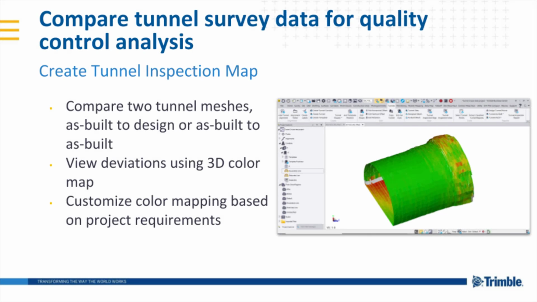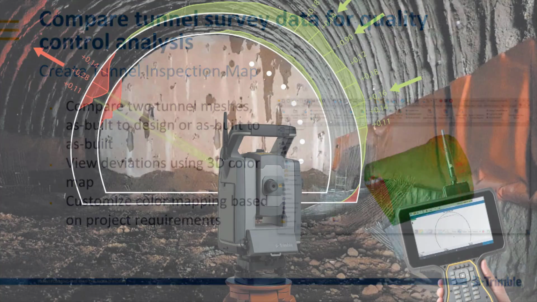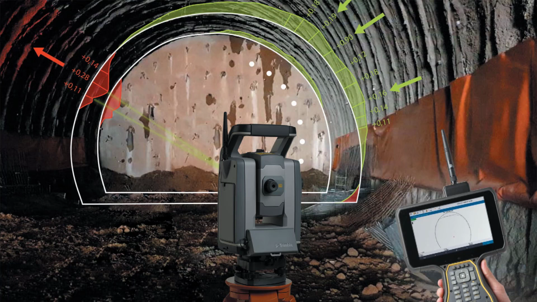Welcome to this Trimble Business Center tutorial demonstration video on the new Create Tunnel Inspection Map command in Trimble Business Center Tunneling Module version 5.4. The Tunnel Inspection Map is used to compare two sets of data for quality control analysis, such as an excavation, shotcrete, or lining control applications.